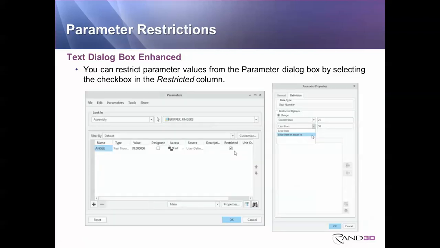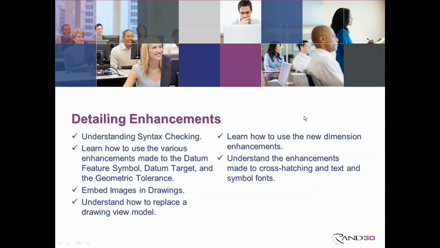The text dialog box from the parameters environment is enhanced. You can get to parameters from model intent. That group is located on the model tab and the tools tab, so you can get to that pretty easily. Or command search parameter if you prefer to go that route. Once the parameters dialog box appears, you can select a restricted parameter value, and if it's restricted, it's going to show a check in the restricted column for that particular parameter. And from there, you can define properties for the parameter if required. You can do that very easily.